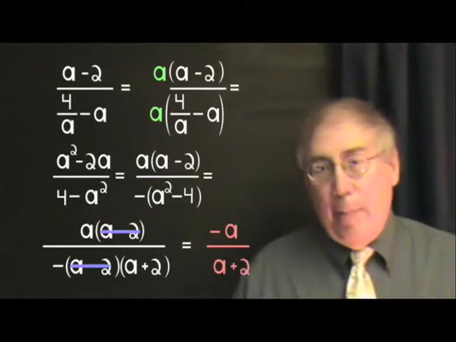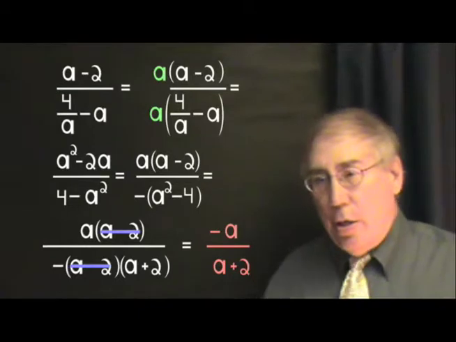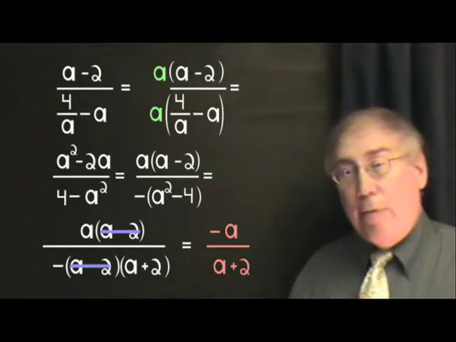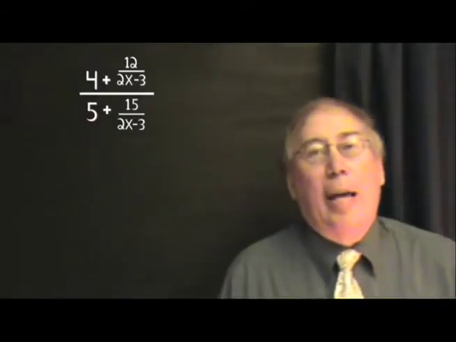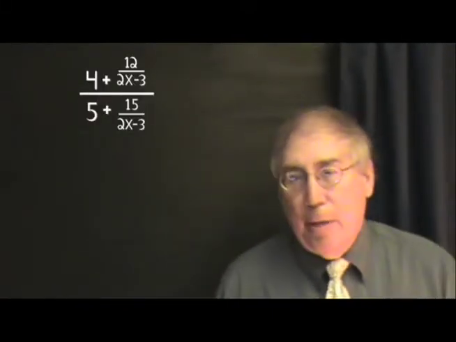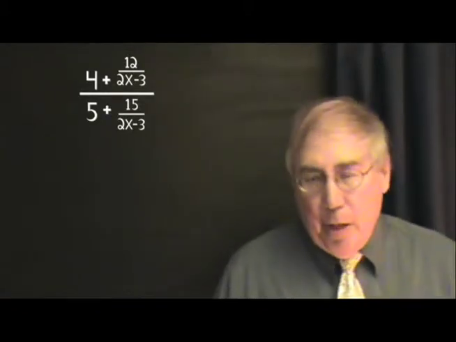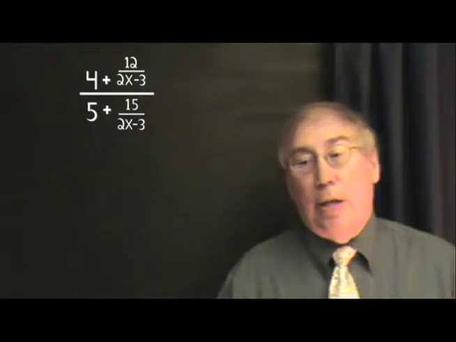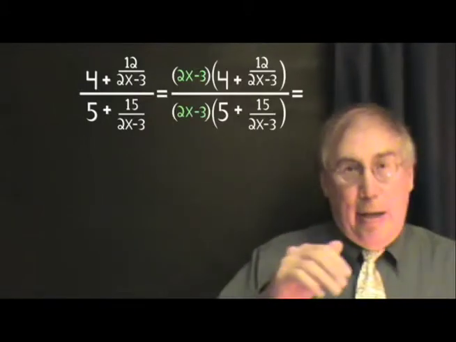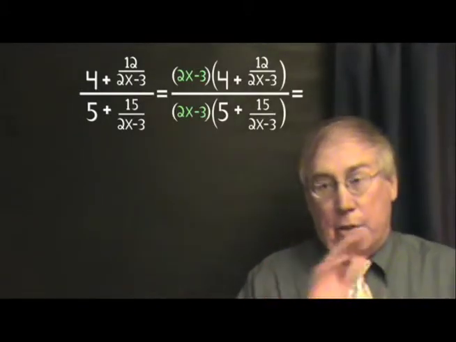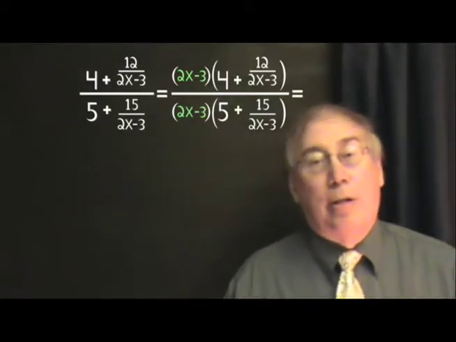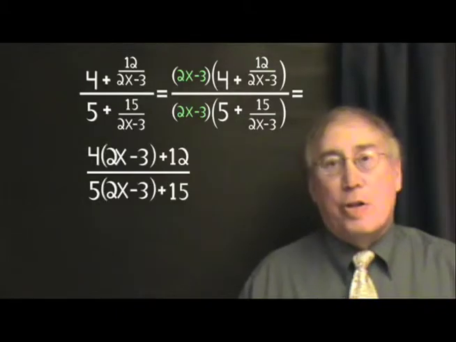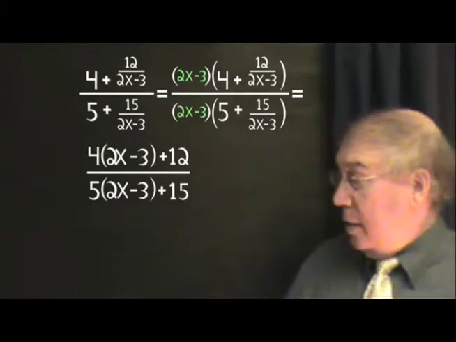The quantity a minus 2 times the quantity a plus 2, and then we can factor out a minus 2 from the numerator and denominator, and we'll be left with a negative a over a plus 2. Now in our last problem here, the two small-sized fractions both have the same denominator, 2x minus 3. So we can just multiply the large-sized fraction, 2x minus 3 times the numerator and denominator of that. And so that gets it down to one fraction.